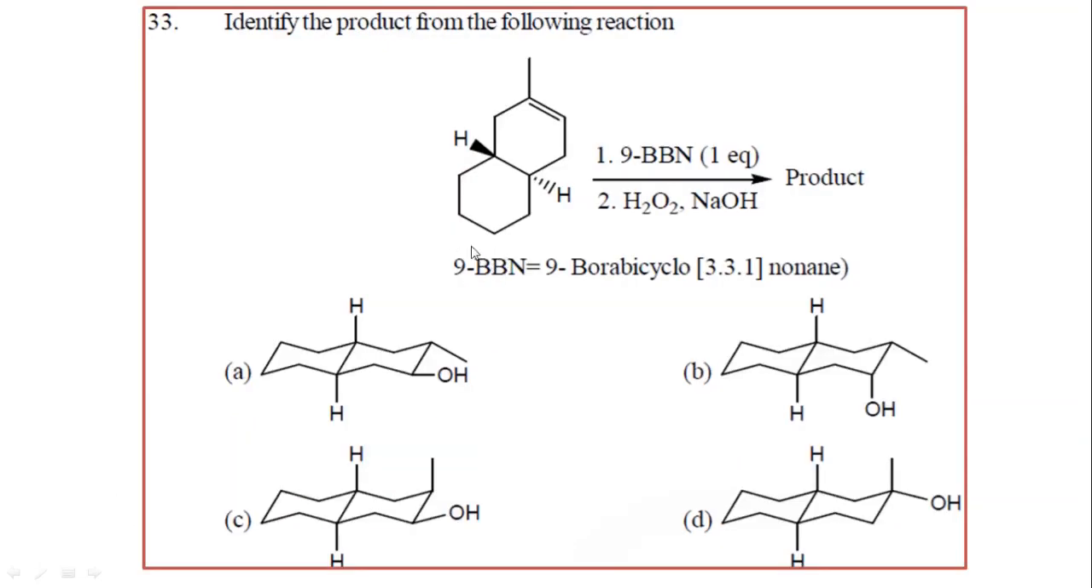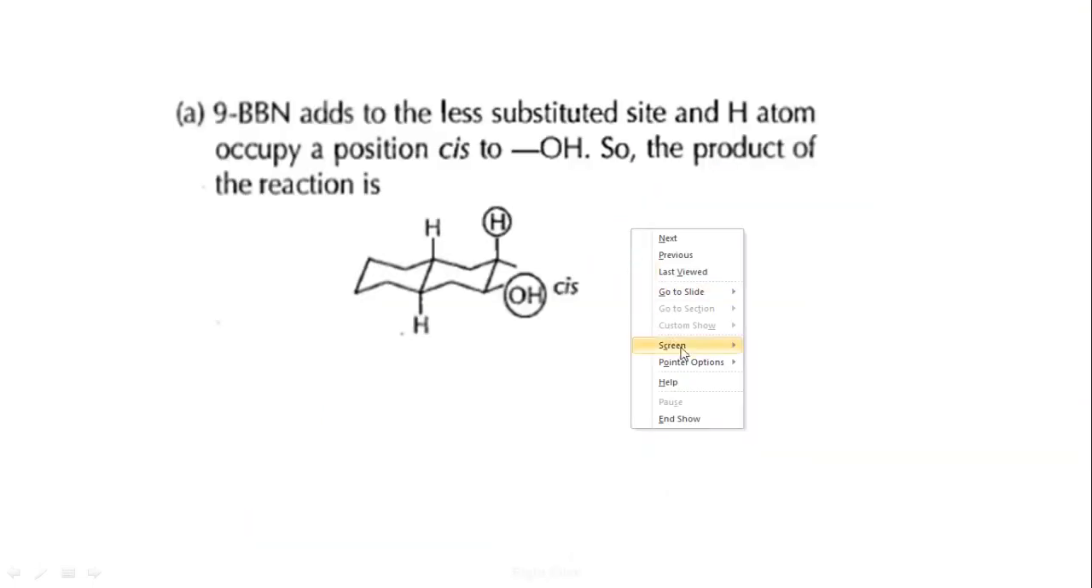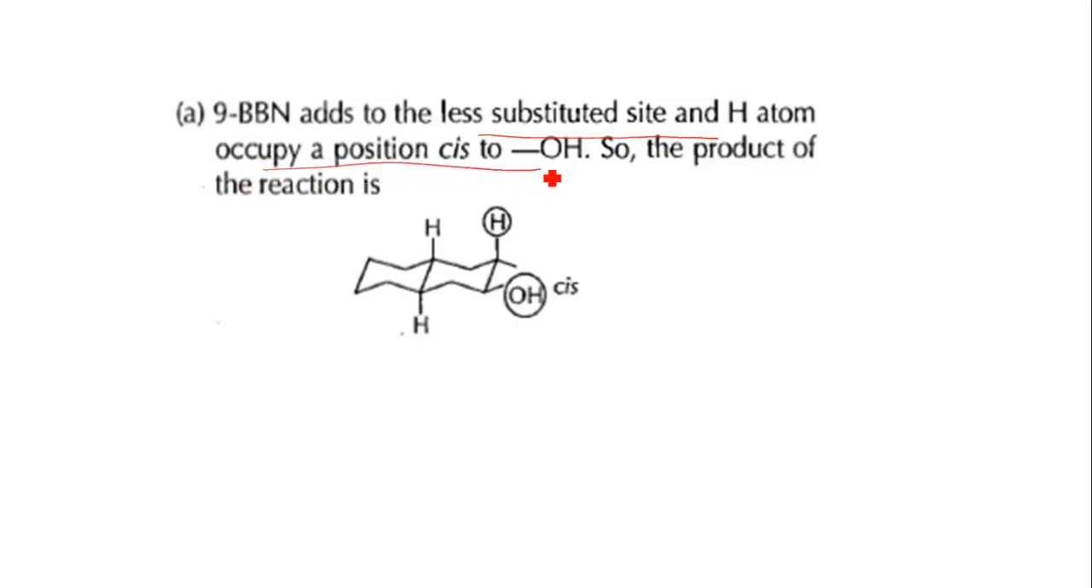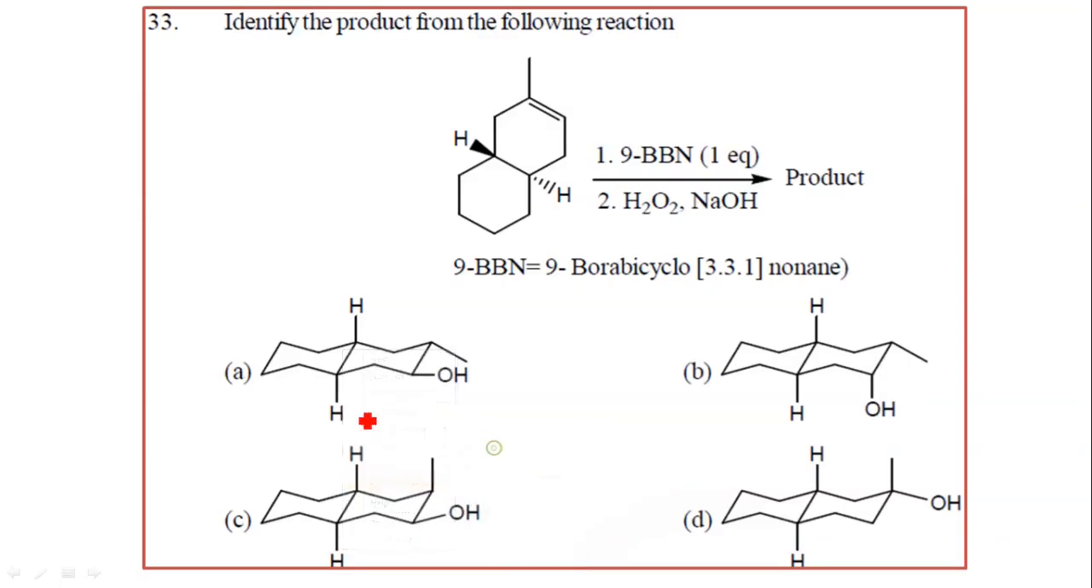Identify the product formed in this reaction. The reactant was given, 9 BBN. What will be the product on treating with 9 BBN, 9-borabicyclo[3.3.1]nonane, and hydrogen peroxide followed by sodium hydroxide? You see, 9 BBN adds to the less substituted site and the hydrogen atom occupies the position cis to OH. So the product will be this one. Hydrogen was added cis, so hence A will be the correct answer.